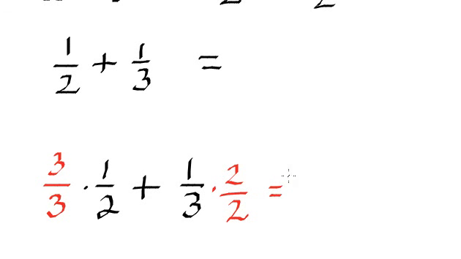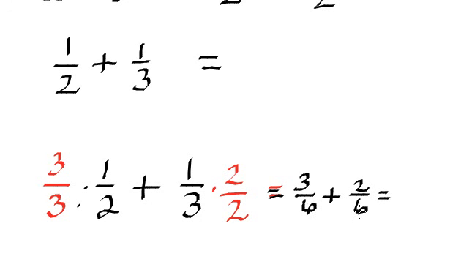Actually, let me change colors here. Let's go back to black. Okay, so what I've done is I put a 3/3 next to the half and a 2/2. And once we now multiply these two denominators here, which is going to give us a 6, and then 3 times 1 is 3 plus, and then of course 3 times 2 is 6. So as you can see now we have a common denominator, and of course 1 times 2 is 2.